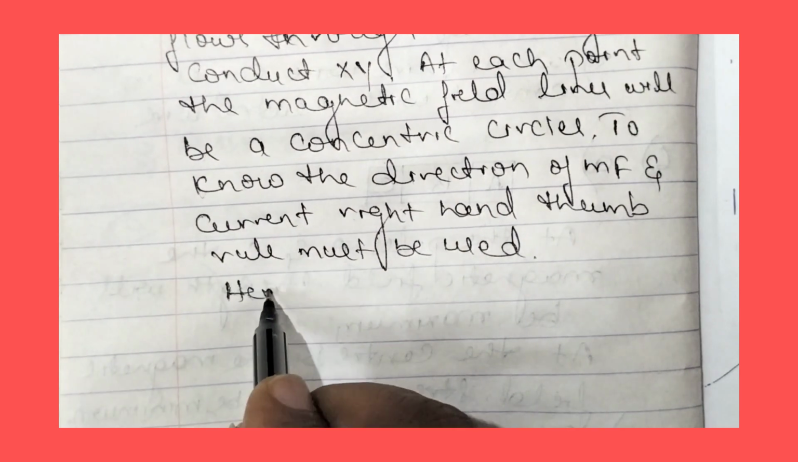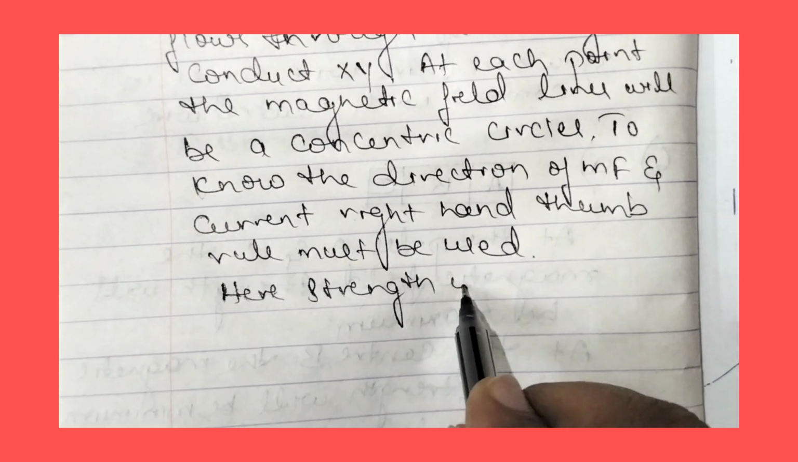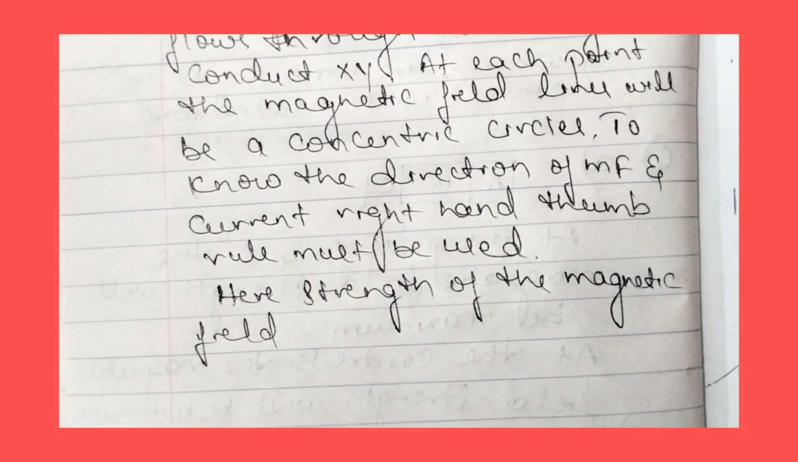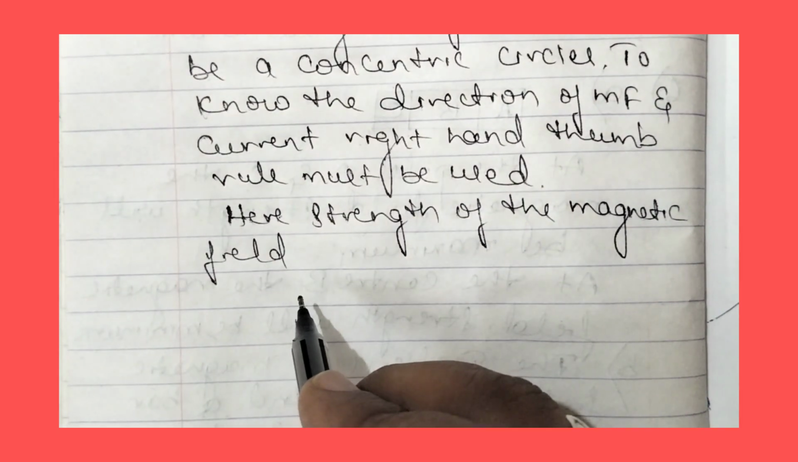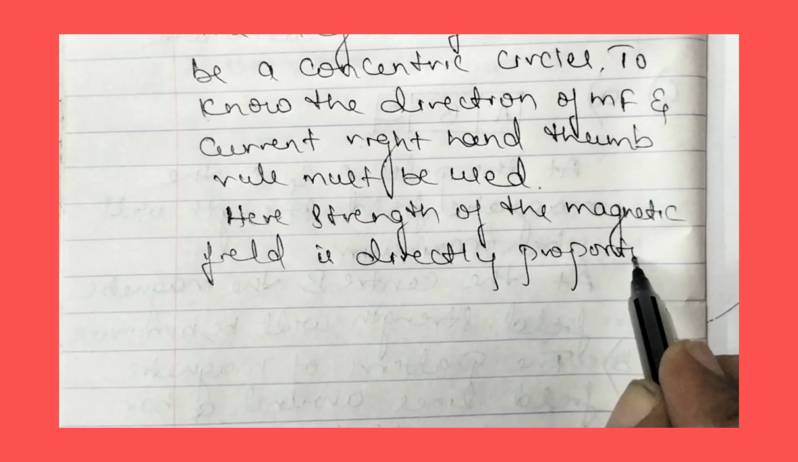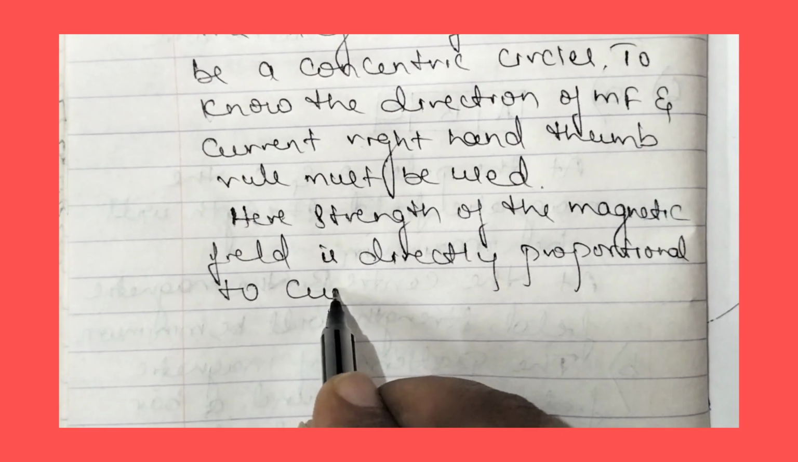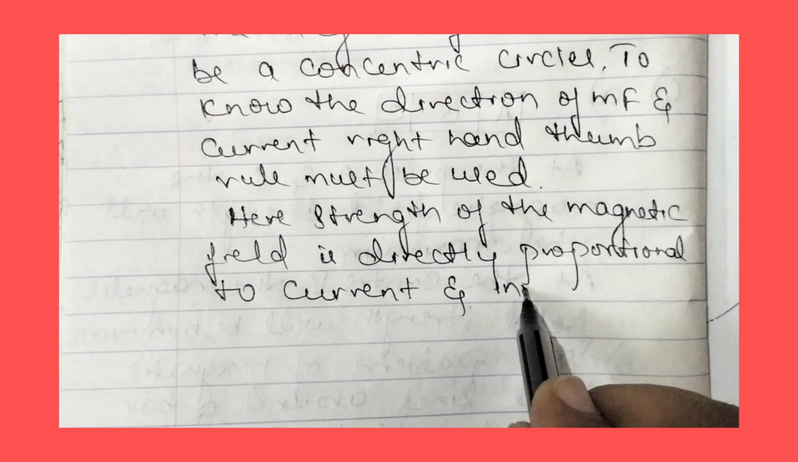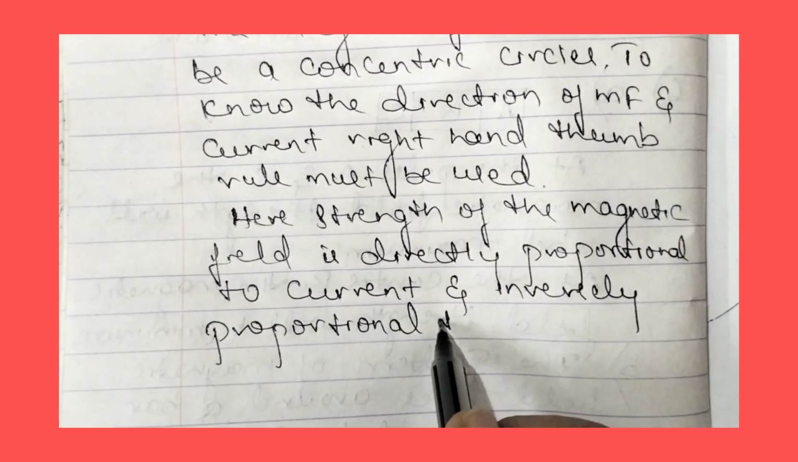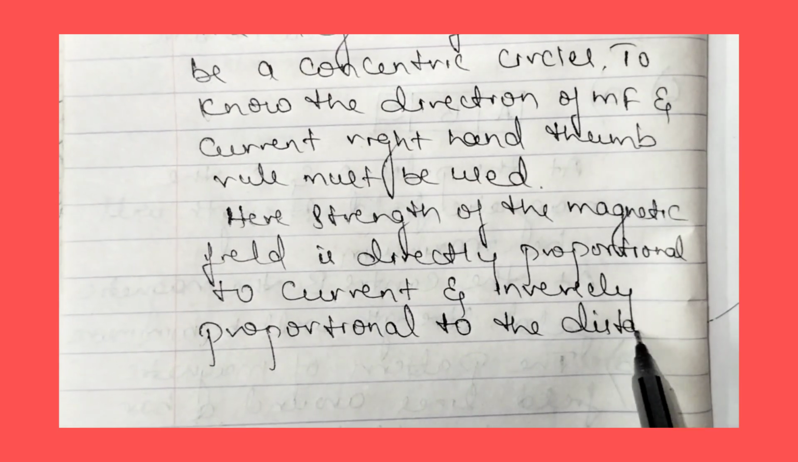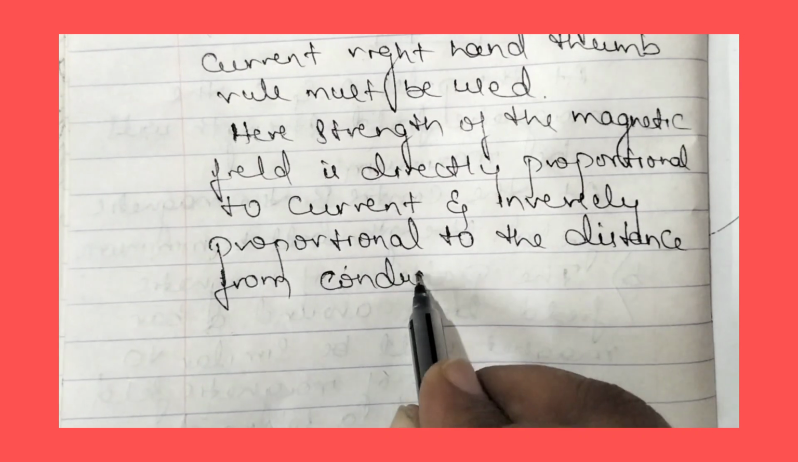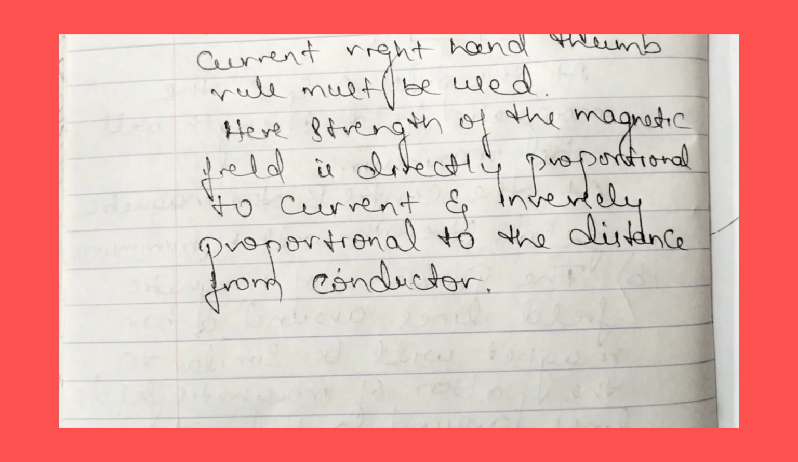So here, the strength of the magnetic field is directly proportional to current and inversely proportional to the distance from the conductor. So this much we have to write regarding the activity.